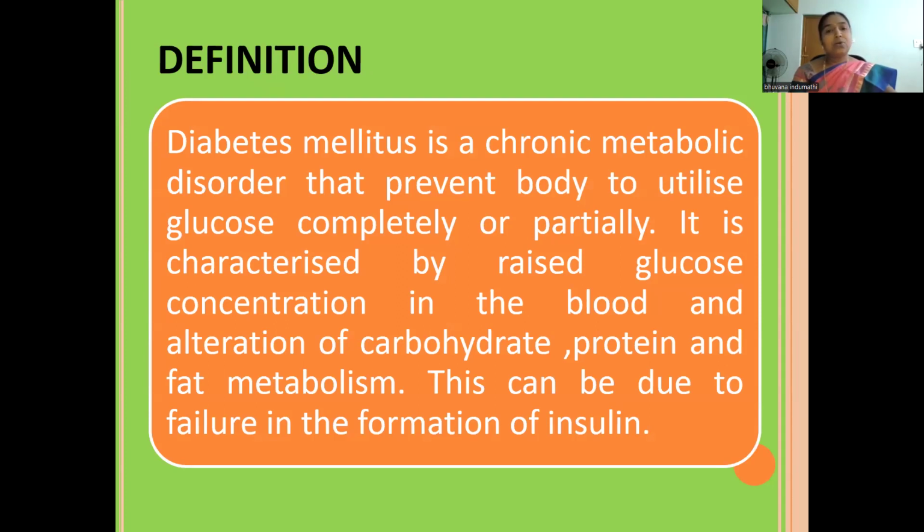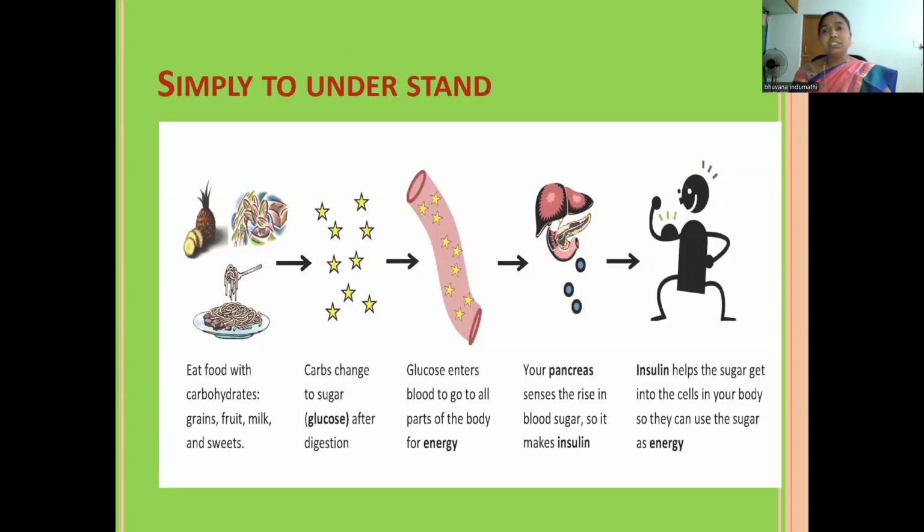Diabetes mellitus is a chronic disorder that prevents the body from utilizing glucose completely or partially. It is characterized by a rise in glucose concentration in the blood and alteration in carbohydrate, protein, and fat metabolism. This can be due to failure in the formation of insulin. This is a simple picture to understand diabetes mellitus.